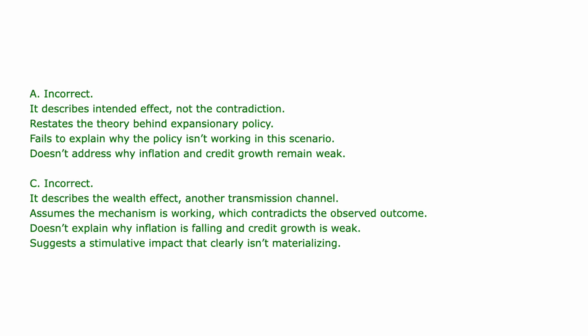A. Describes the intended effect of lower rates, stimulating borrowing and spending, but does not explain why it fails here. C. Refers to the wealth effect, higher asset prices boosting demand, but again assumes the mechanism is working, which contradicts the observed weak credit growth and falling inflation.